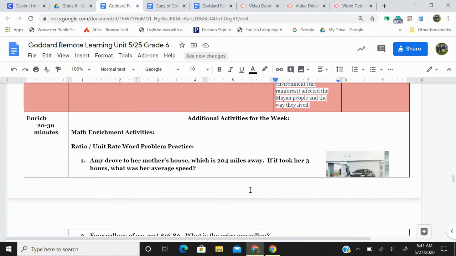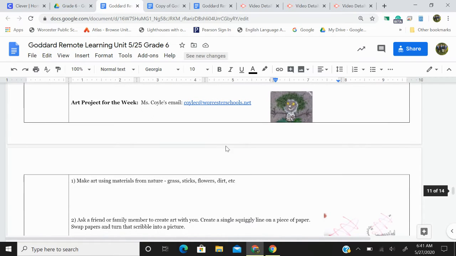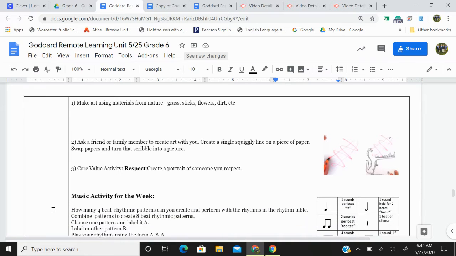On to some additional activities. I read the word problems yesterday. I'm going to read Miss Coyle's art projects today. Her first one is to make art using materials from nature, such as grass, sticks, flowers, or dirt. And here's a visual of what Miss Coyle made. Very, very cute. 2. Ask a friend or family member to create art with you. Create a single squiggly line on a piece of paper. Swap papers and turn that scribble into a picture. Or 3. Do a core value activity about respect. Create a portrait of someone that you respect.